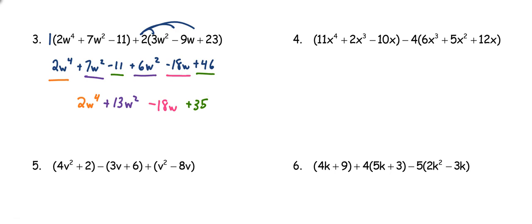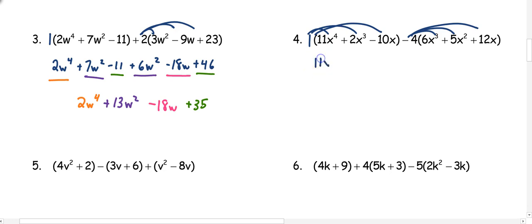Number 4, in front of the first set of parentheses is a 1. In front of the second parenthesis is a negative 4. So when I distribute, I get 11x to the fourth plus 2x cubed minus 10x minus 24x cubed minus 20x squared minus 48x.